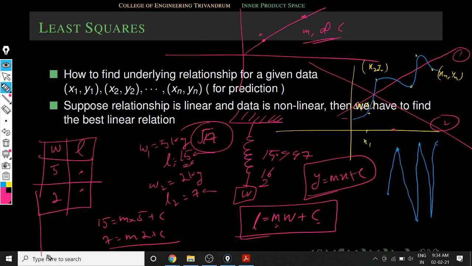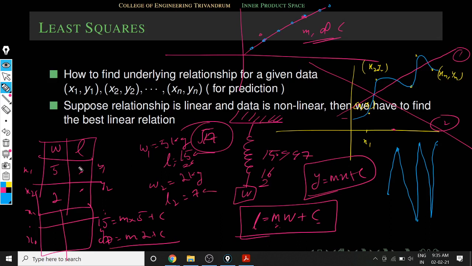If you take some 10 data points, x1, x2, x3, etc., x10, the corresponding values are y1, y2, etc., y10. If you take the 10 data points corresponding to this spring, and our measurement and everything are perfect, then all the data points lie on a straight line, isn't it? All the data points lie on a straight line. We can easily find the equation of the straight line.